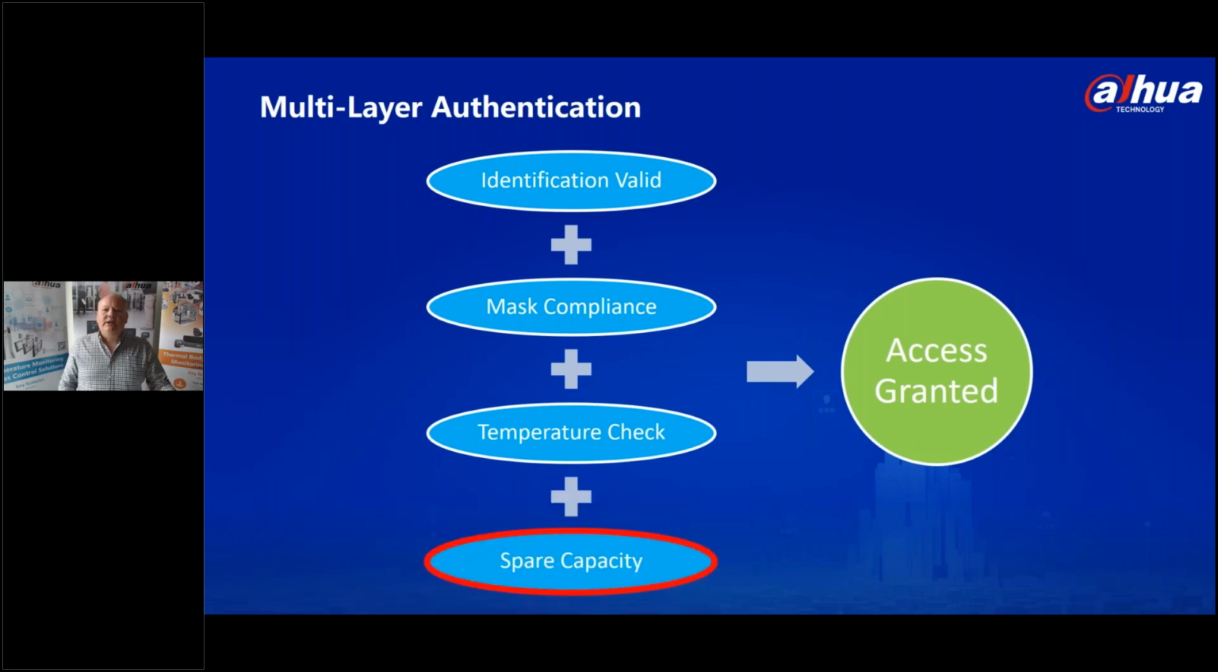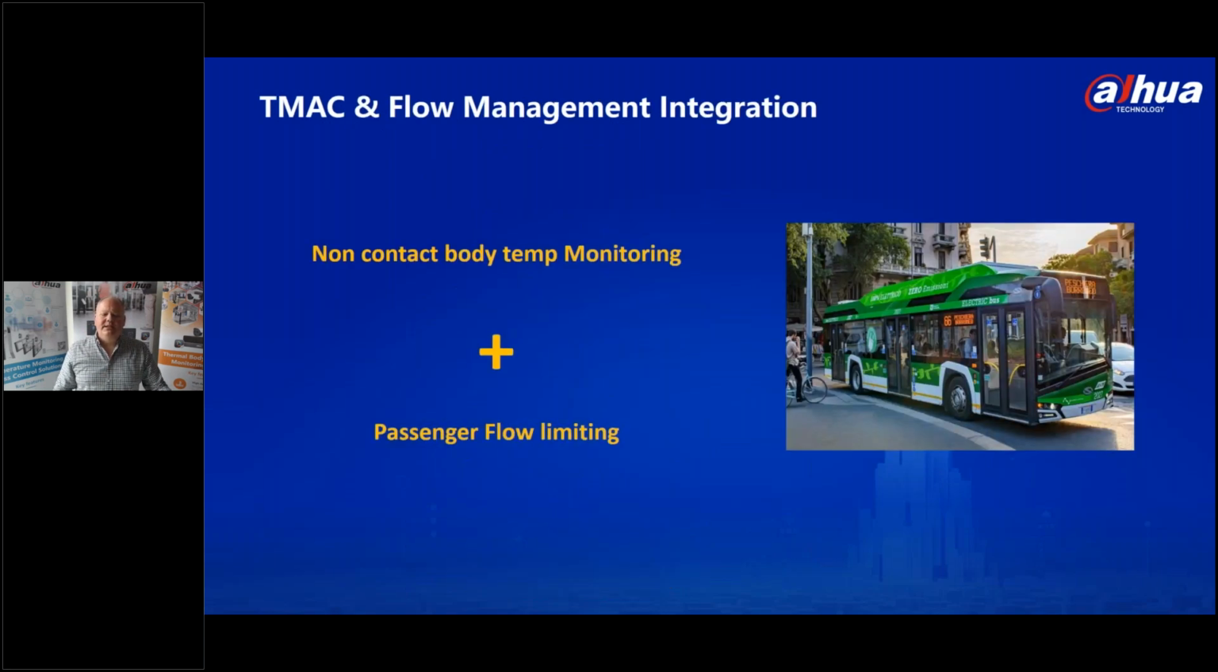But what about adding another layer? What about adding a layer, for example, is there spare capacity in the building? And only if there are 4 ticks in this case is access granted. So that could represent quite a good opportunity in terms of providing solutions for your customers. Let's just look at one now that we've done. I think this one's done actually in China. So this was integrating TMAC with our customer flow management solution.